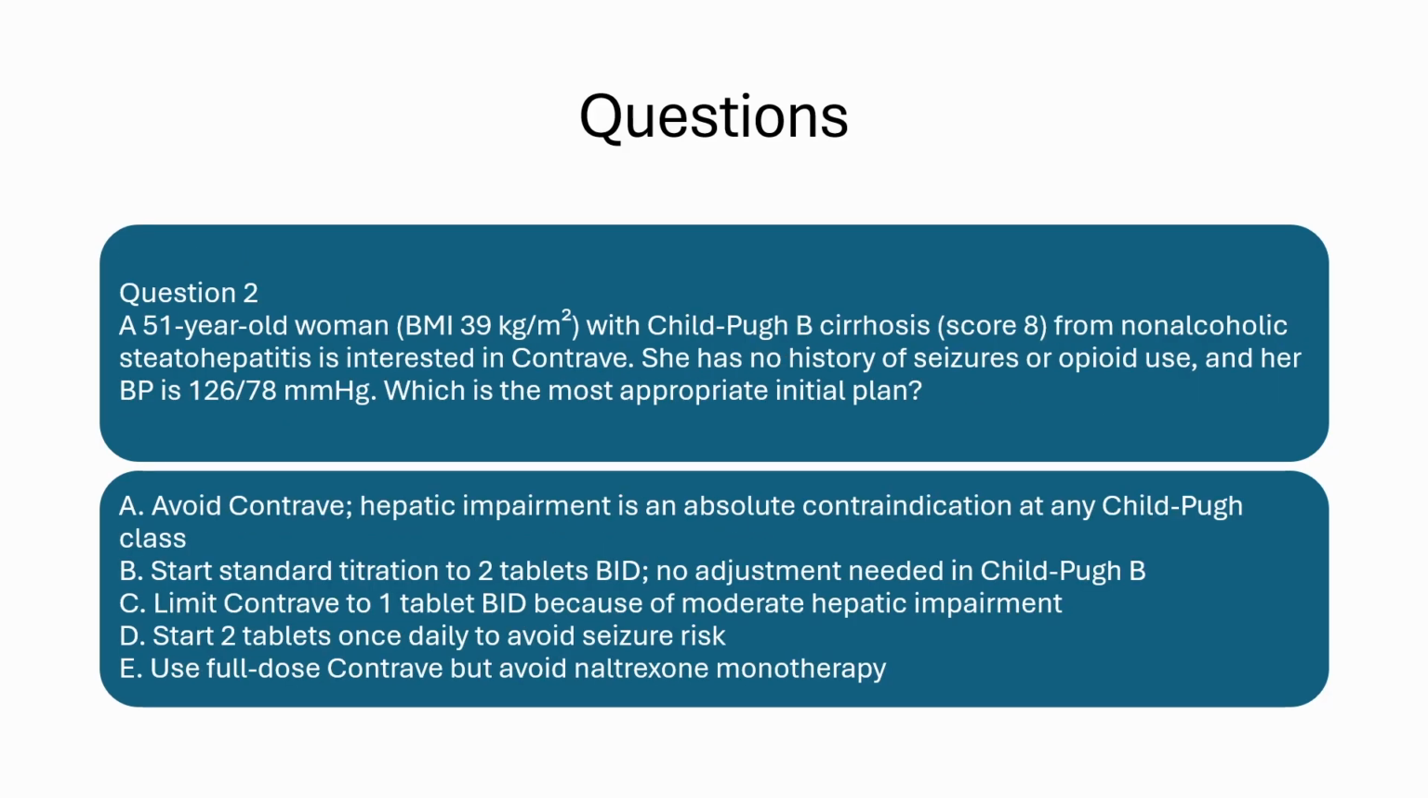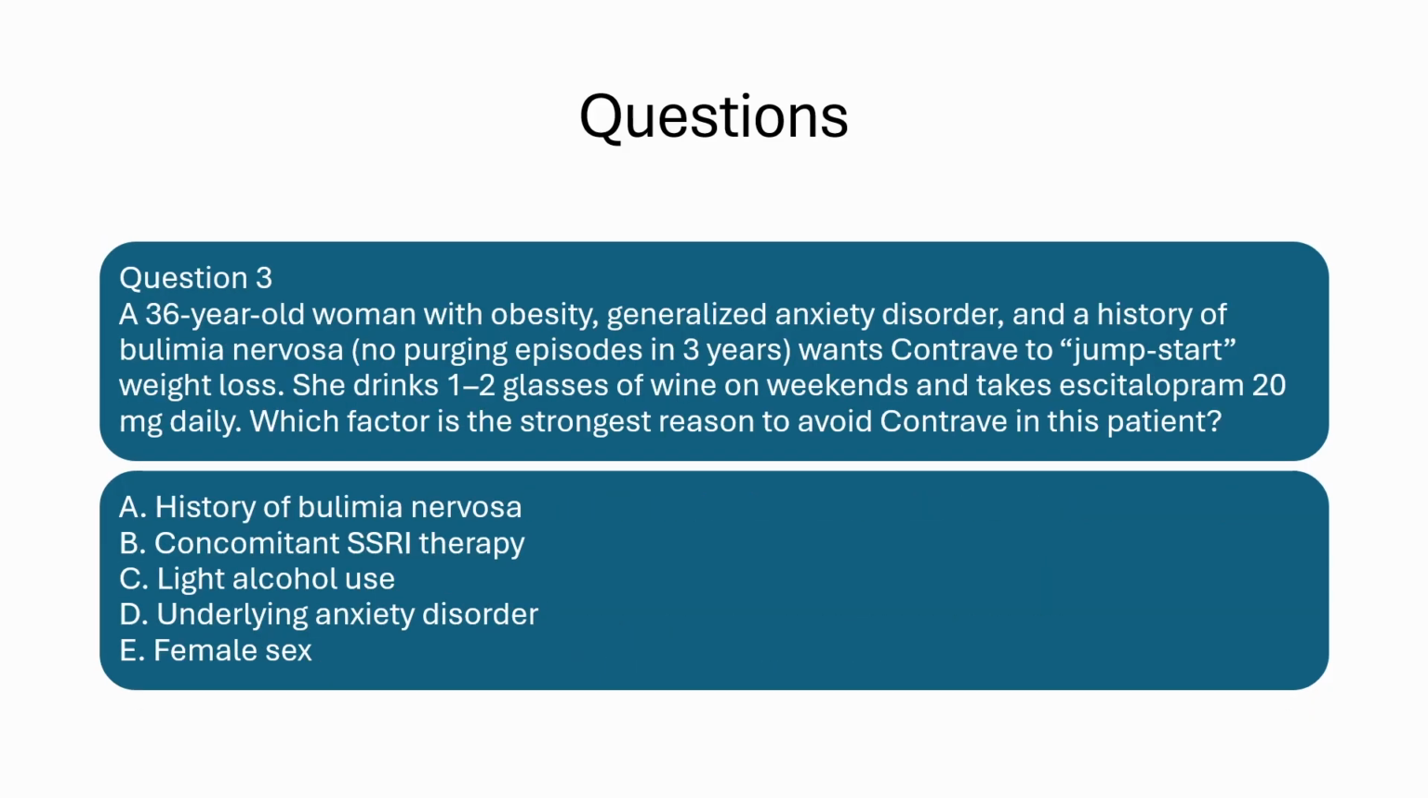A 51-year-old woman with a BMI of 39 with Child-Pugh B cirrhosis from non-alcoholic steatohepatitis is interested in Contrave. She has no history of seizures or opioid use, and her blood pressure is 126/78. Which is the most appropriate initial plan? The answer is Charlie.